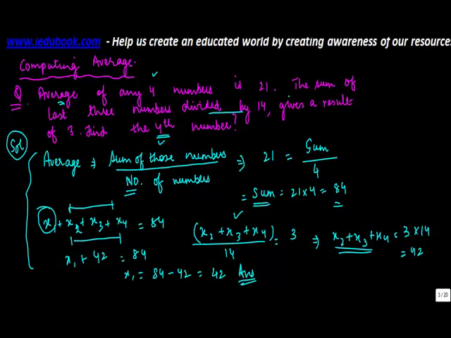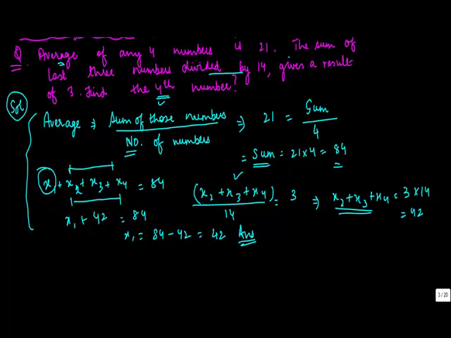Now how do you do it in your exam? Because there you would not have the luxury of this. So there you don't need to put in all these formulas. You know that the average of any four numbers is 21, so you just write x1 plus x2 plus x3 plus x4 is equal to average times 4. So you just write sum is equal to 21 into 4 is equal to 84.